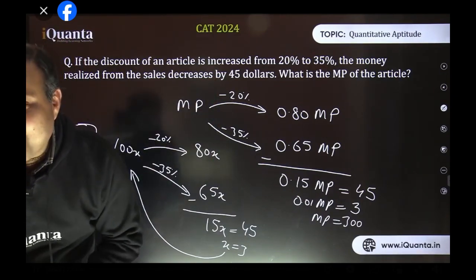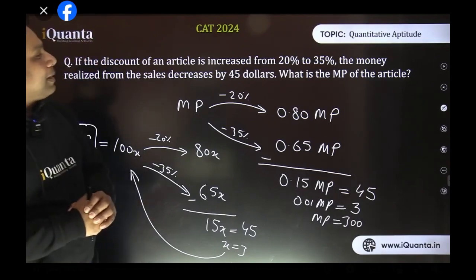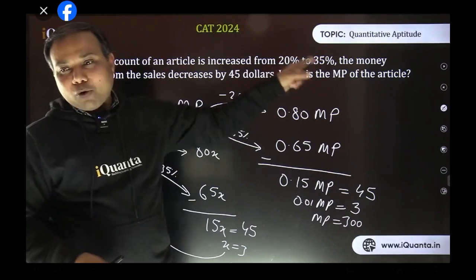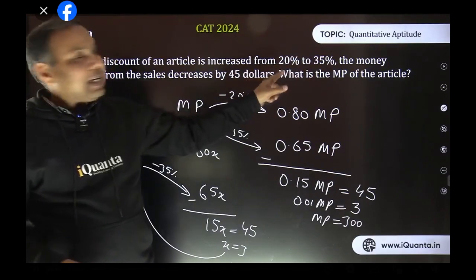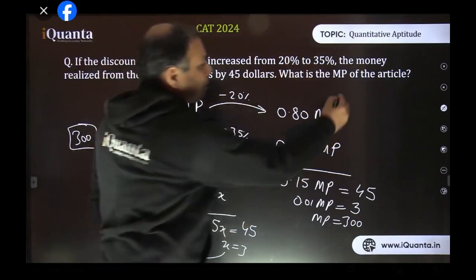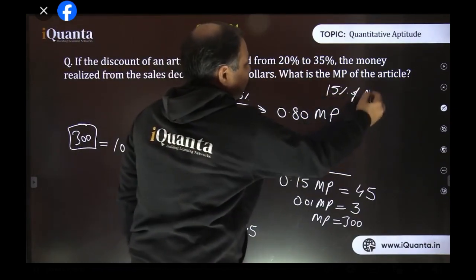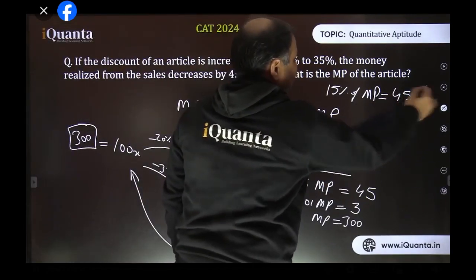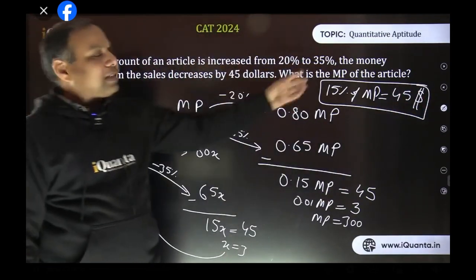Exactly, Rohit. That's the point which I wanted to say. Thanks, Rohit has made the same point. So what is the reason for the $45 difference? It is because of the increased discount. The discount which was 20% initially is now 35% of the same mark price. That means 15% of mark price is equal to $45. Directly we can write this. So we can directly infer this point and get to the answer.